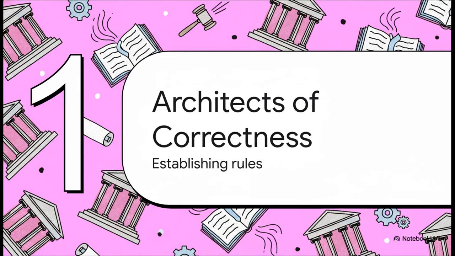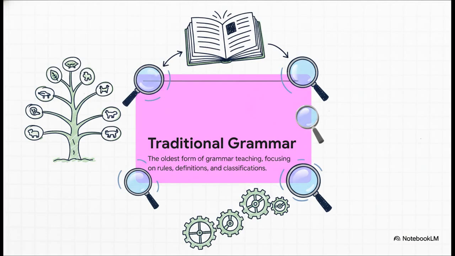All right, first up, the architects of correctness. In this first part, we're really going to focus on the types of grammar that are all about establishing rules and defining what we think of as proper language. And that brings us straight to traditional grammar. Now, this is almost certainly the one you remember from your school days. It's kind of the OG framework, you know?